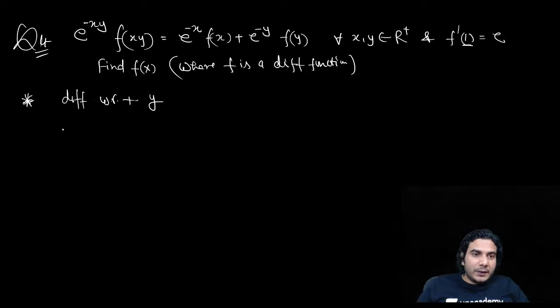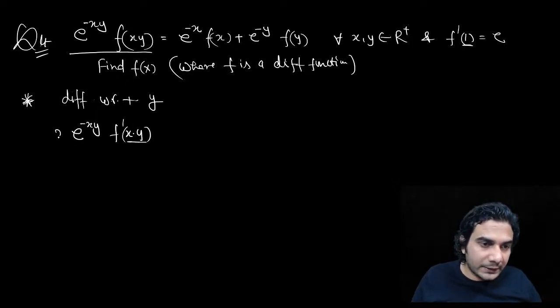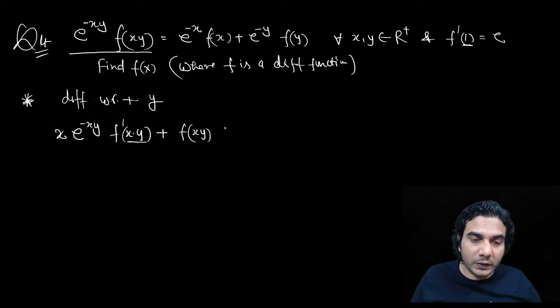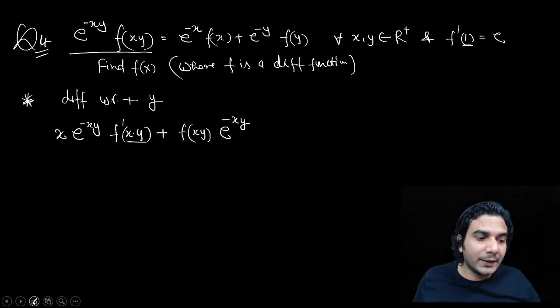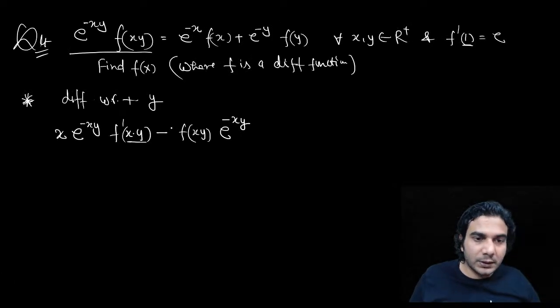So differentiate it. Differentiation, use u into v formula. X is a constant, all right? Remember, when you're differentiating with respect to y, x is a constant. So it is e raised to minus xy into f dash of xy, and because you are differentiating with respect to y, differentiation of xy is x, plus f of xy as it is, and differentiation of e raised to minus xy, so e raised to minus xy into differentiation of minus xy, which is minus x. All right.